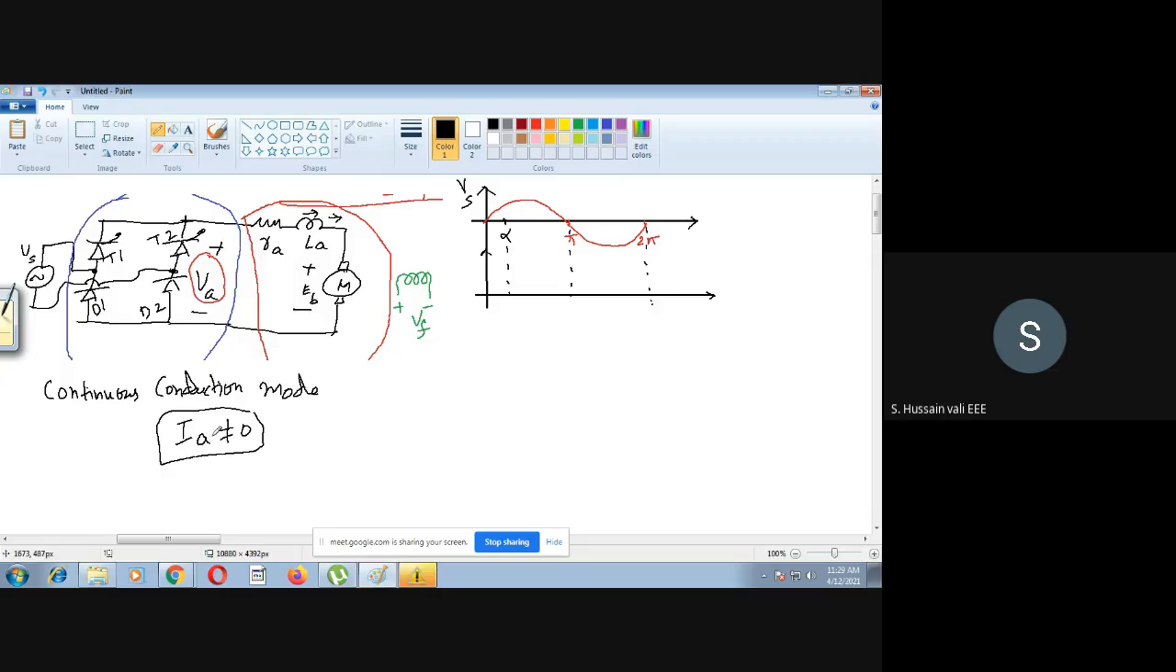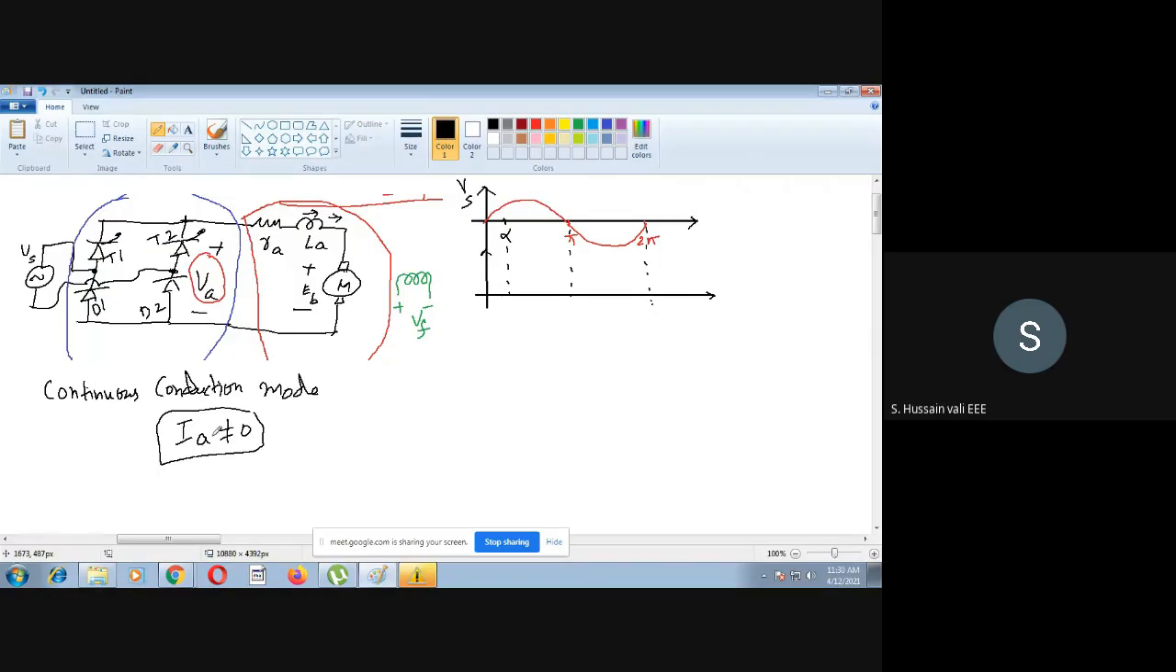Whereas in the case of the discontinuous conduction mode, we have seen that for a short duration of this time interval, Ia will become 0. This is what we have seen last time. In the discontinuous conduction mode, there were 3 intervals. You recall that. One is from alpha to pi, the second interval is from pi to beta, and the third interval is from beta to pi plus alpha.